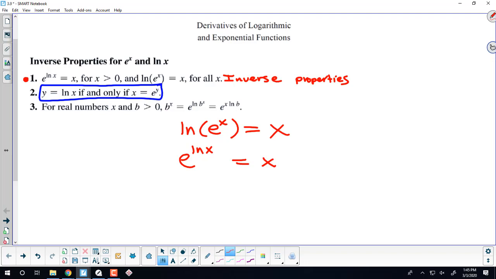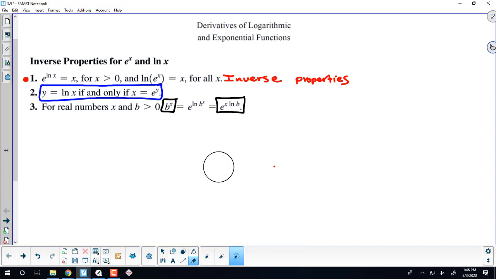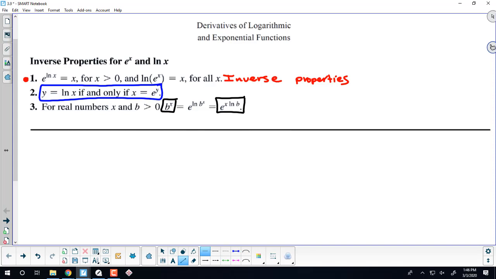And then 3 gives us a way to rewrite any exponential. Any exponential whose b is larger than 0, we can rewrite it as e to the x ln b. I'm going to look at it as b to the x equals e to the x ln b. Like I said, all 3 of those are utilized in this section to justify the derivatives of exponentials and logarithms.